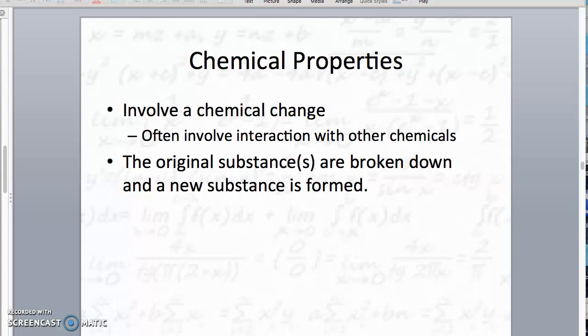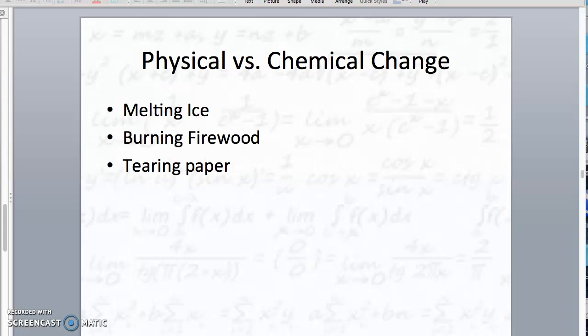In contrast, a physical change does not change the substance. You should be able to identify changes as either physical or chemical. Melting is a phase change. This is a physical property. Burning is a chemical change, and tearing paper is a physical change.